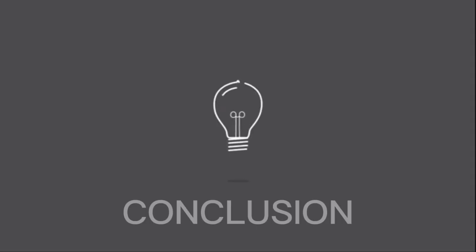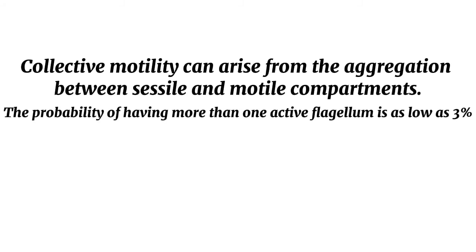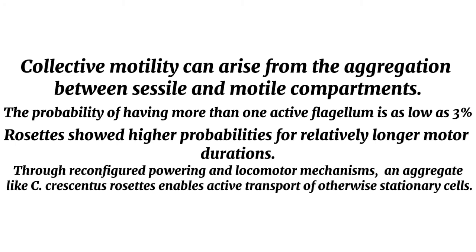For the conclusion, collective motility can arise from the aggregation between sessile and motile compartments. The probability of having more than one active flagellum is as low as 3%. Rosettes showed higher probabilities for relatively longer motor durations. Through reconfigured powering and locomotor mechanisms, an aggregate like C. crescentus rosettes enable transport of otherwise stationary cells.